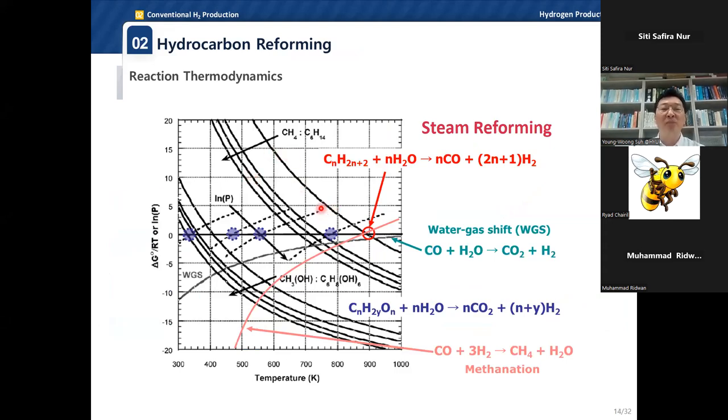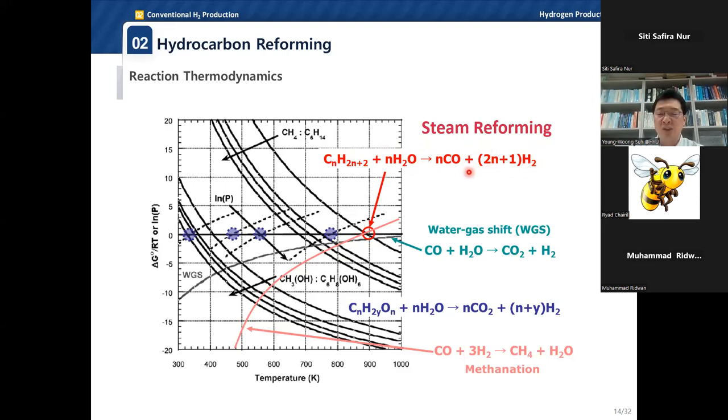Okay, this is very important thermodynamics. So you can see this is the Gibbs free energy with respect to the temperature in units of Kelvin. Firstly, I have to mention steam reforming. This is the hydrocarbon, with a chemical formula, that reacts with water, the vapor of water, so that is the steam. Those two reactants react with each other to make CO and hydrogen.